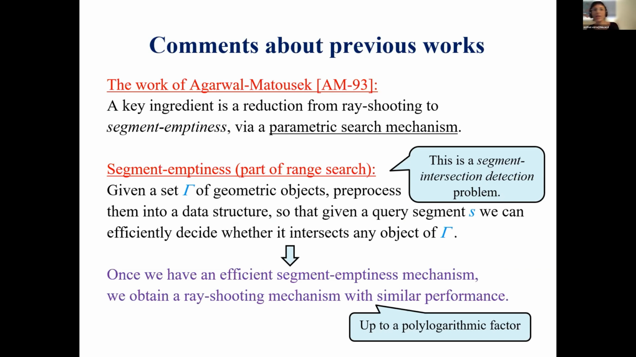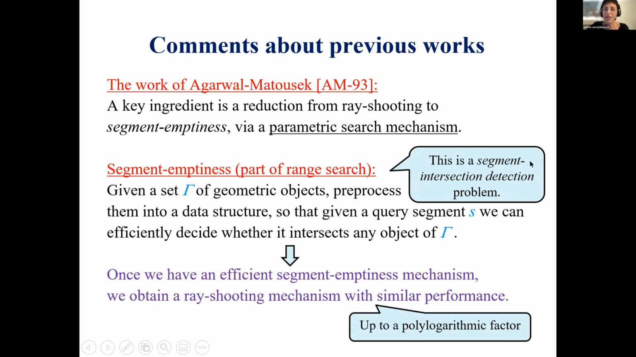A key ingredient in their work is to reduce the ray shooting problem to the segment emptiness problem, or segment intersection detection problem, via a mechanism of parametric search. The segment emptiness problem, similarly to what I've defined before, I'm just doing in slightly more detail. Given a set gamma of geometric objects, you would like to pre-process them into a data structure so that given a query segment S, we can efficiently decide whether it intersects any of the objects in gamma.